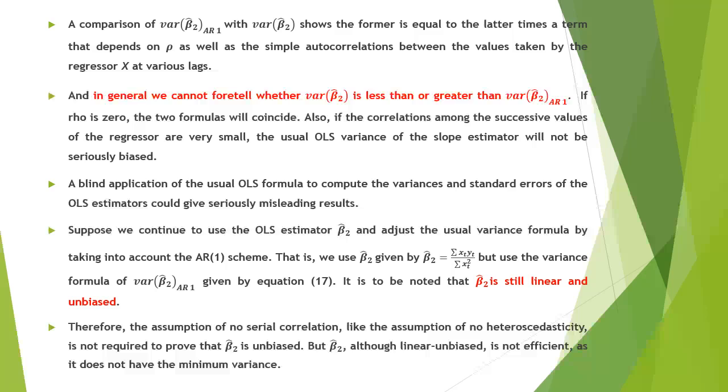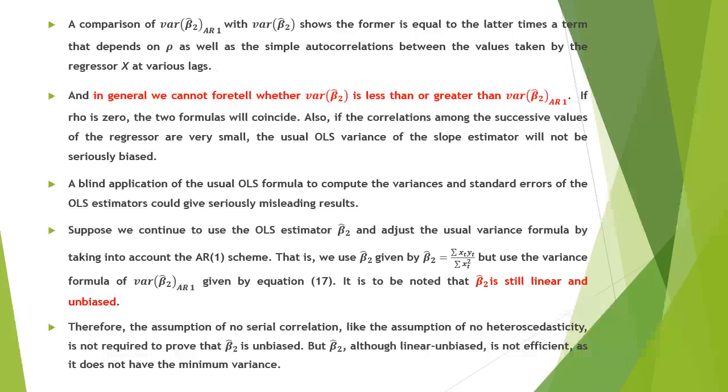Suppose we continue to use the OLS estimator beta 2 hat and adjust the usual variance formula by taking into account the AR1 scheme. That is, we use beta 2 hat given by the equation sigma covariance xy divided by variance x square, but use the variance formula of beta 2 hat under the AR1 scheme given by equation 17. That is, we use the variance of beta 2 hat of the OLS estimator multiplied by the correction factor for the autocorrelation.